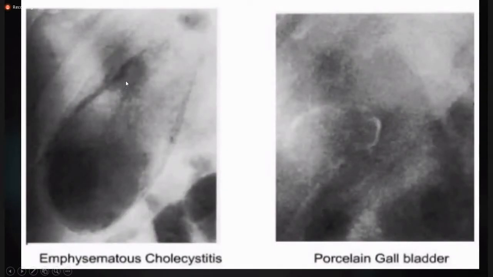This is how you see emphysematous cholecystitis, that is air within the gallbladder, on a plain radiograph. Again, porcelain gallbladder, calcification in the wall of the gallbladder, seen on the plain radiograph. Again, this is not the modality that we usually prescribe.